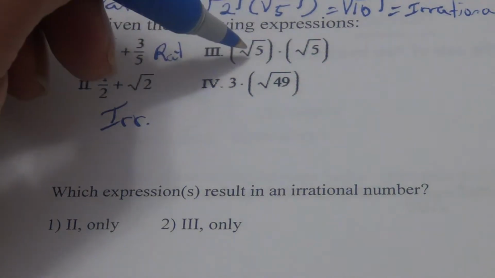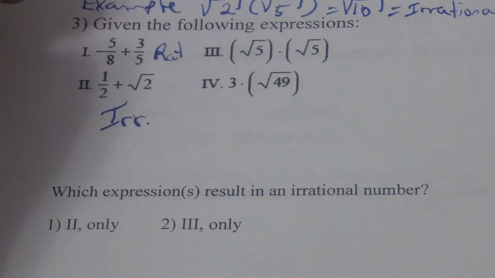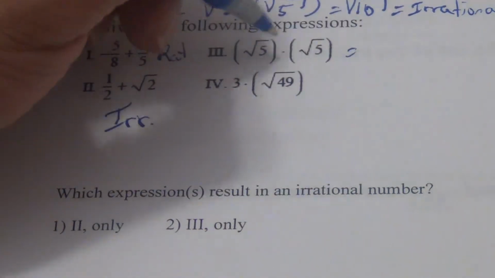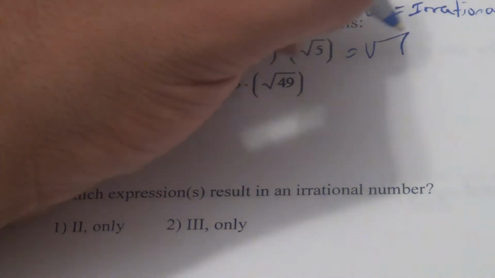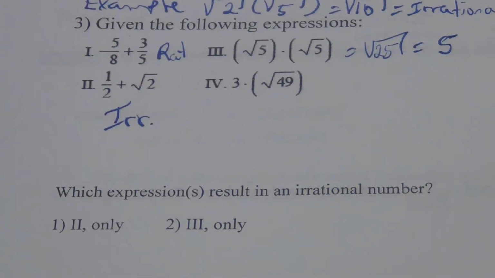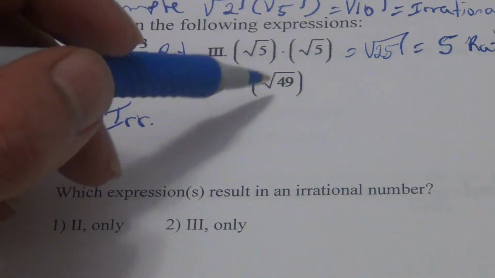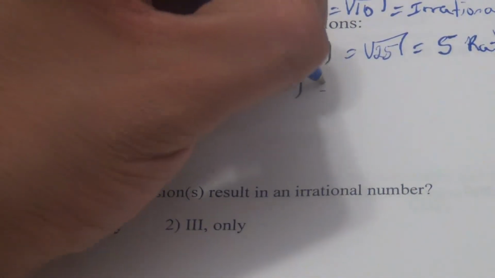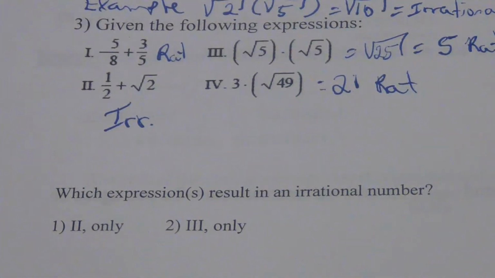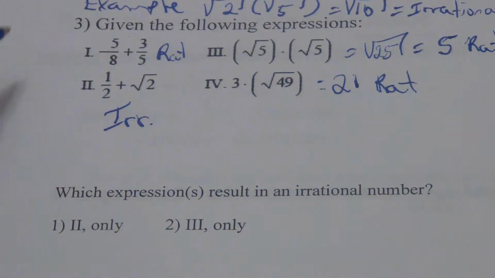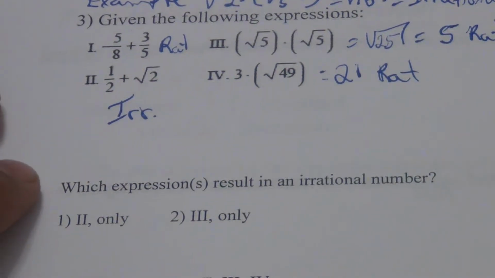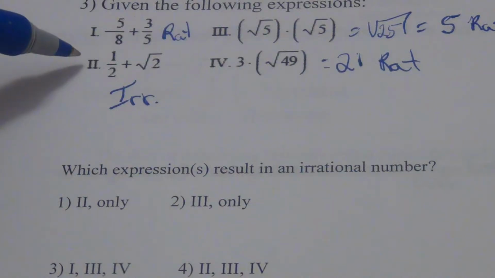Number 3, irrational times irrational can be either rational or irrational. The square root of 5 times the square root of 5 is the square root of 5 squared, or the square root of 25, which in this case is 5. So that's rational. And then 3 times the square root of 49. The square root of 49 is 7. So 3 times 7 is 21. That's rational. So which of these will result in an irrational number? Well, only 2, right?